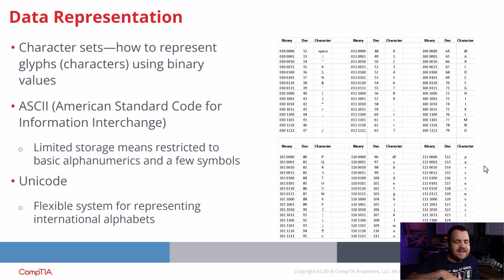So pause the video and go check out these different charts. Look up the ASCII chart as well as the Unicode chart just to get an idea for what they are. But at the end of the day, you just have to know that they are character sets, which is how we can represent different characters like the alphabet with binary, okay, which is zeros and ones.